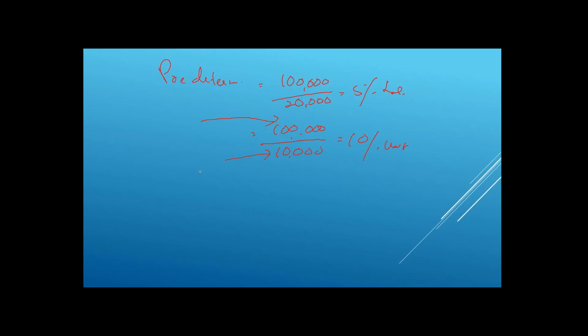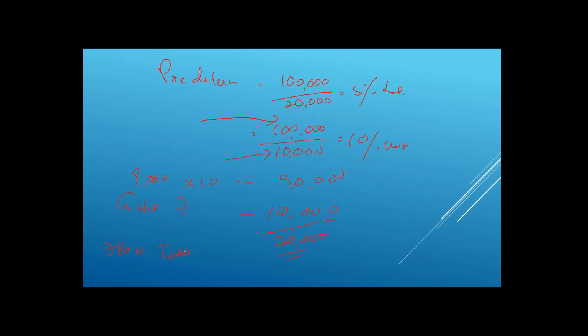Let's assume that we have produced 9,000 output, not 10,000. So 9,000 at the rate of 10, the standard overhead absorption rate: 9,000 into 10, we would have absorbed 90,000. But the actual fixed overhead incurred may be 110,000. So there's a variance of 20,000. This is what we call the fixed production overhead total variance.